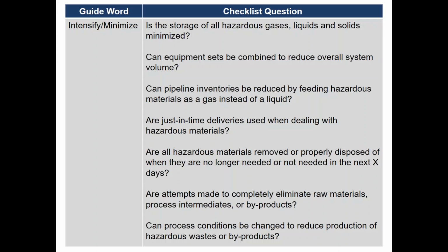Are just-in-time deliveries used when dealing with hazardous materials at your plant? Are all hazardous materials removed or properly disposed of when they are no longer needed or not needed in the next however many days at your plant? Are attempts made to completely eliminate raw materials, process intermediates, or byproducts wherever possible in your system? And can process conditions be changed to reduce production of hazardous waste or byproducts? So as you can see, these questions, for the most part, center around minimizing in-process inventories of hazardous raw materials, intermediates, and our finished products.